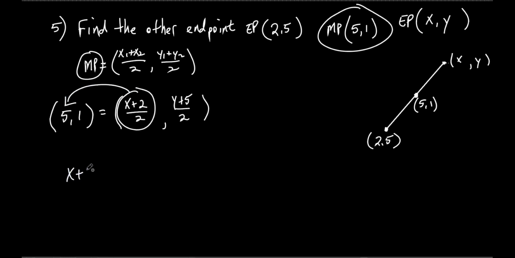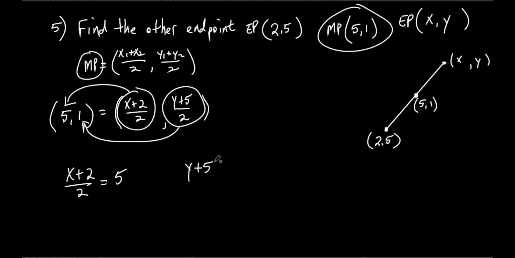We're going to write x plus 2 over 2 equals what? 5. Now we can do what you were going to say, but I want to set it up first, though. Now we're going to take the y part of it and set it equal to what? To 1, right there. So I'm going to go y plus 5 over 2 is equal to 1.